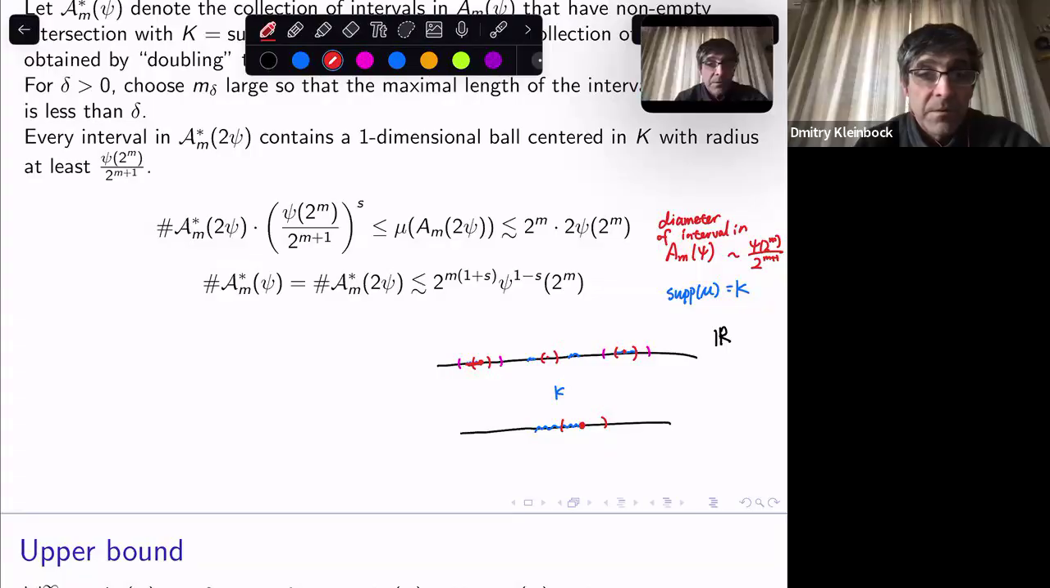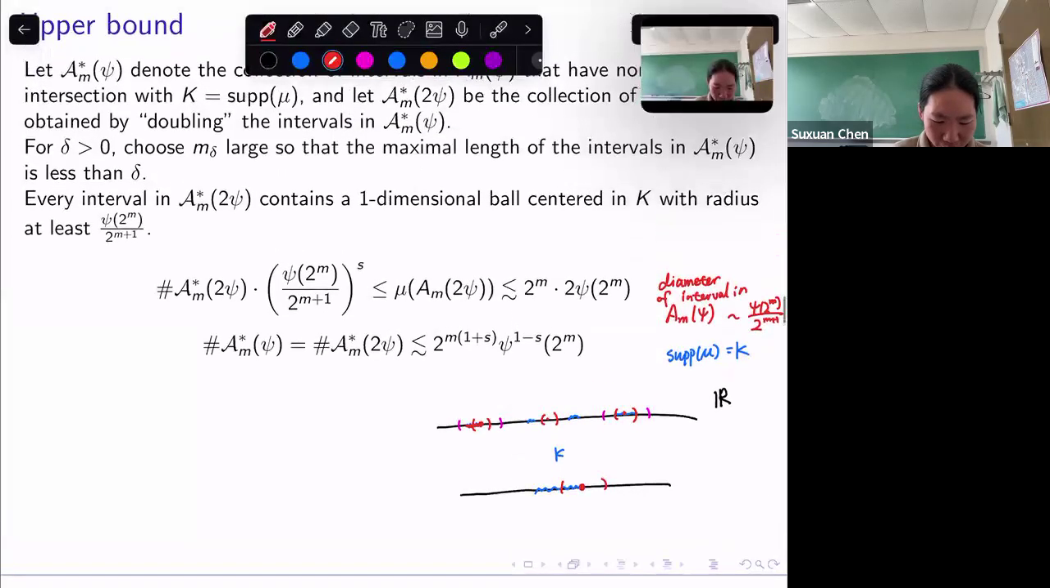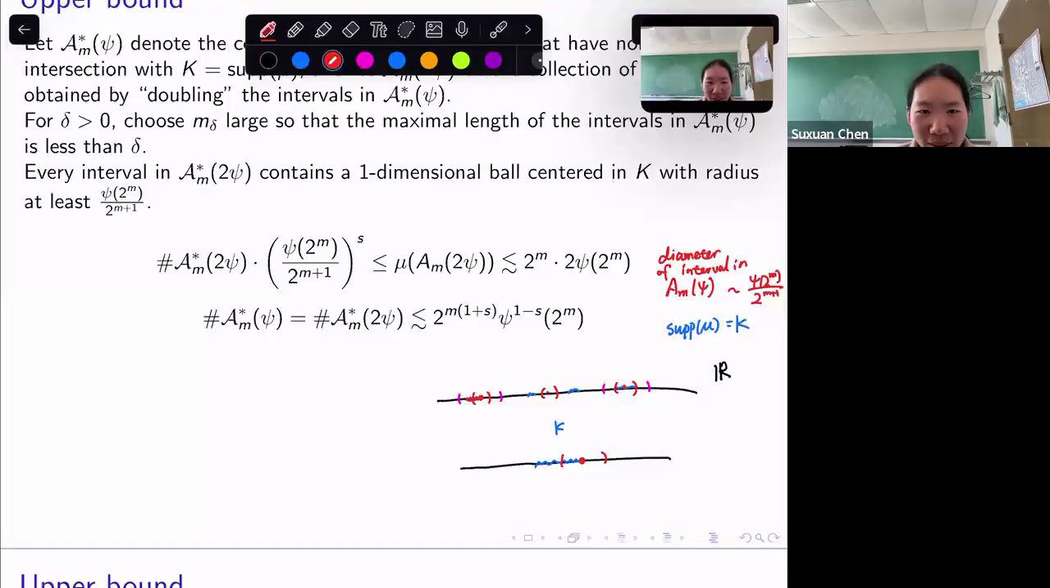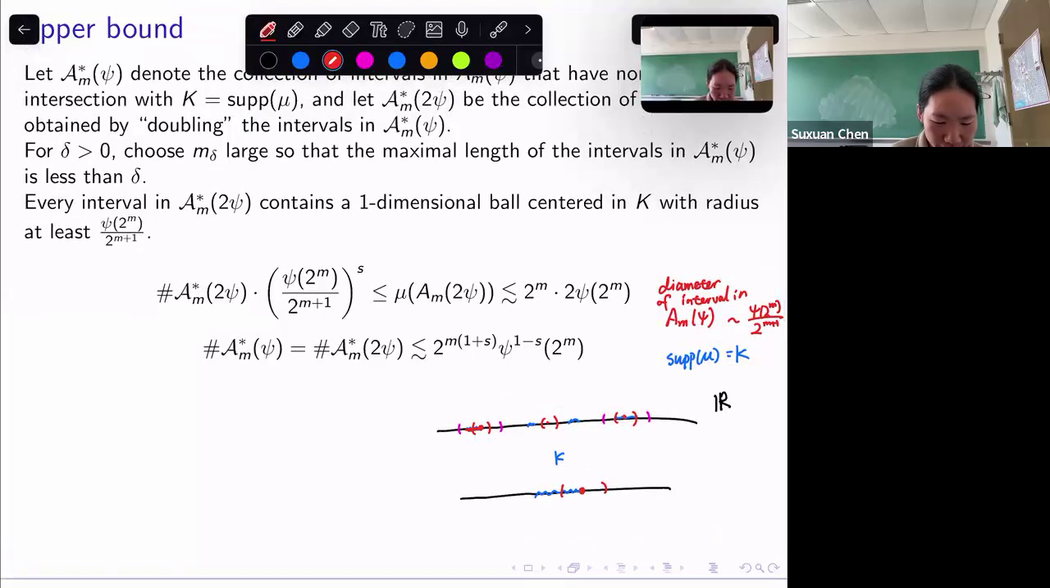Or are you still trying to draw something? Yeah. So I want to explain why we need to consider the doubled intervals to estimate the number of intervals in AM star psi. Oh, okay. Yeah. Sorry, I finally figured this out.